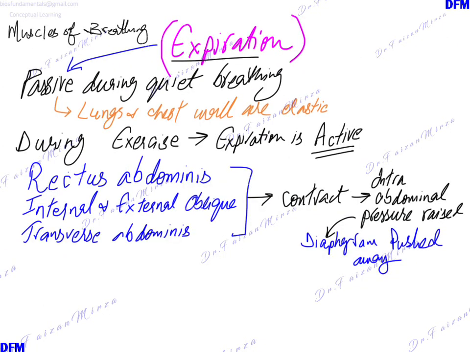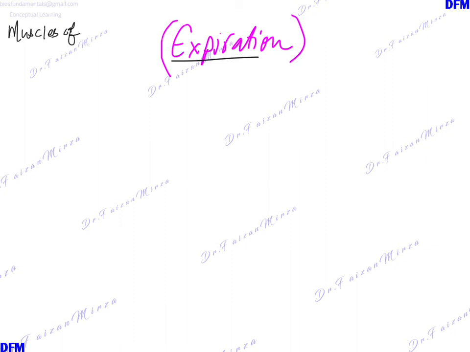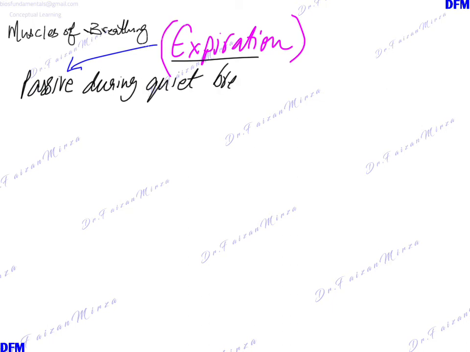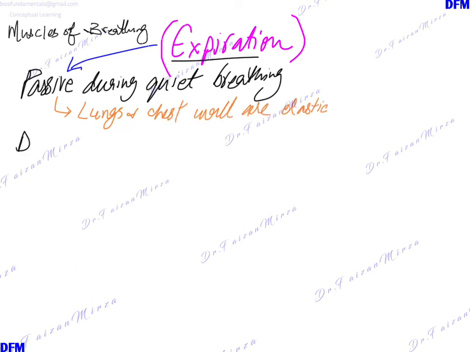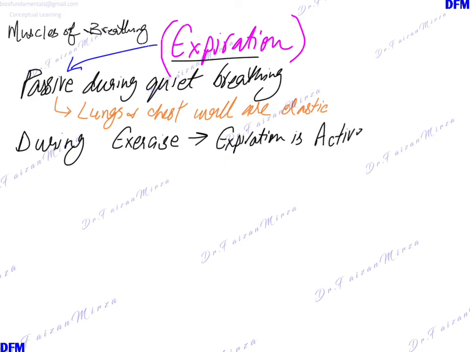When we move to expiration, exhalation, in expiration it's mainly a passive process. It's just the elastic recoil of the thoracic cavity and the thoracic wall. The muscles of breathing which are involved in expiration, we'll be discussing those, but it's basically passive during quiet breathing, because the lungs and the chest wall are very well elastic and they can recoil after stretching. But during exercise or forceful expiration, it becomes active and it starts using contraction of muscles.